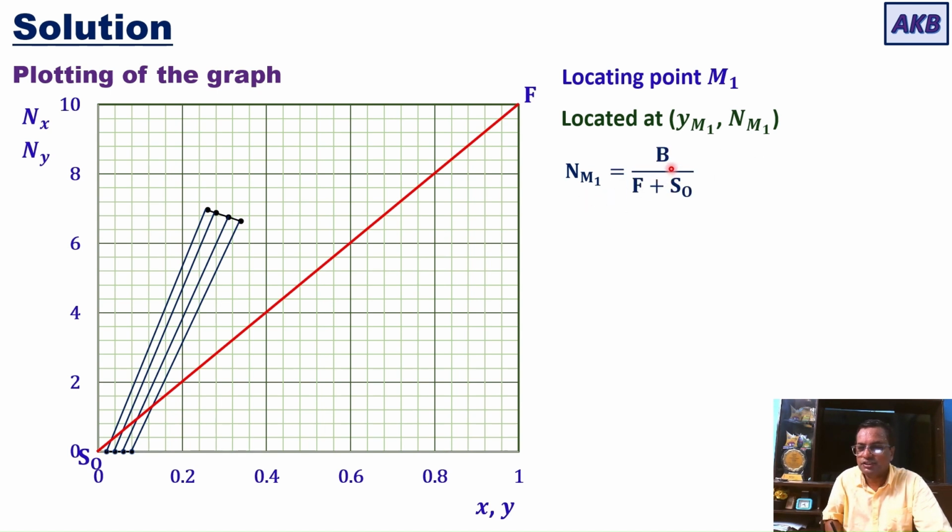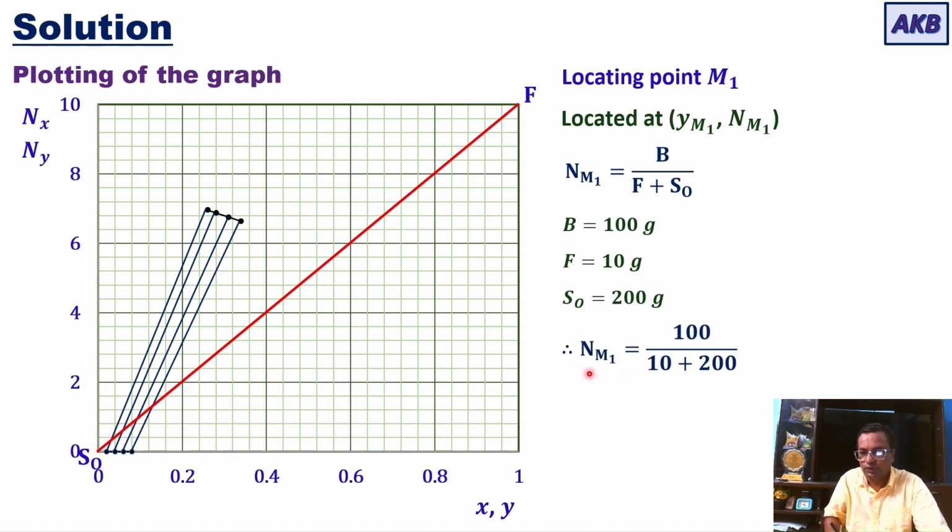NM1 is given as mass of B divided by F plus S0. In this case, B is 100 gram, that is known to us. F, we calculated it earlier, it is 10 gram. S0, again we calculated it earlier, it is 200 gram. So therefore, NM1 will be equal to 100 divided by 10 plus 200, which gives us NM1 as 0.48.